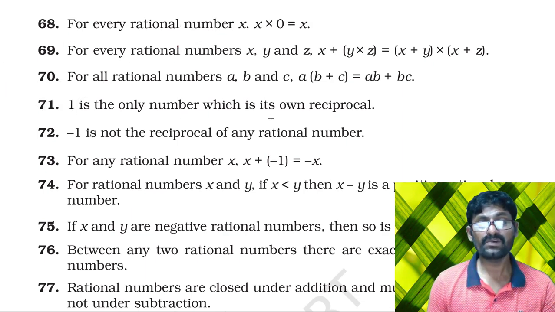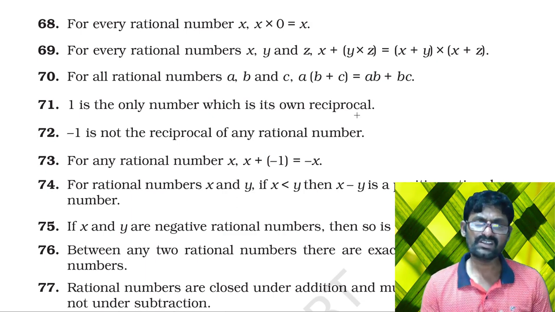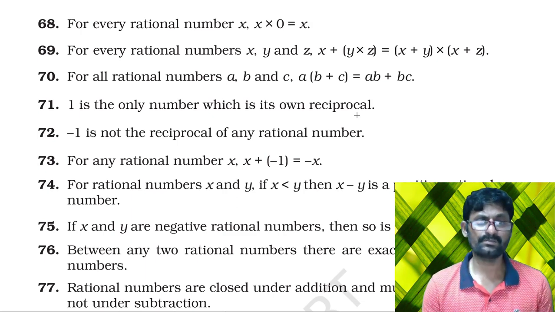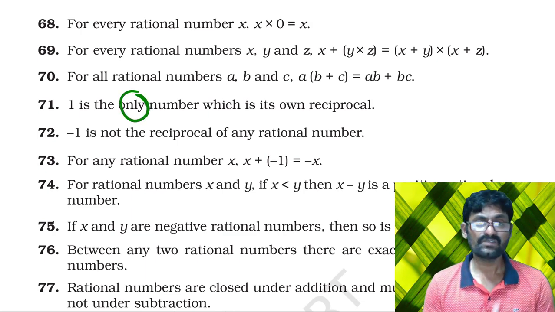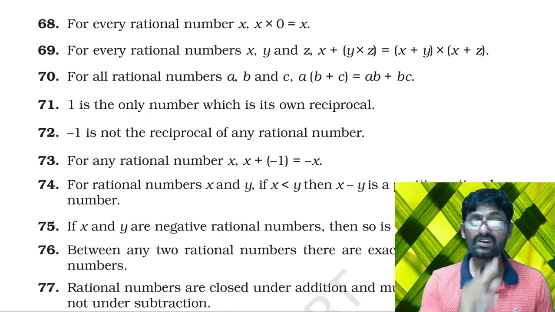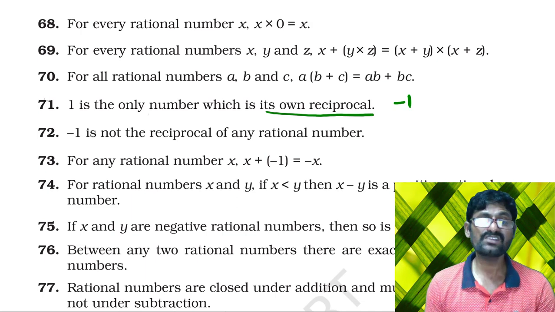1 is the only number which is its own reciprocal. Here you observe carefully. 1 is its own reciprocal. That is correct. But 1 is the only number means there is no other number which is its own reciprocal. That is the meaning of this one. Actually, there is one more number. That is -1. -1 is also its own reciprocal. So this is a false statement.